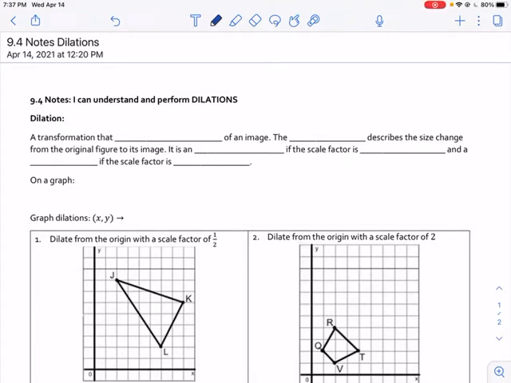Today we're going to learn about dilations and how to perform them and identify them. A dilation is a transformation that changes the size of an image. The scale factor of a dilation describes the size change from the original figure to its image. It is an enlargement or stretch if the scale factor is greater than 1. It is a reduction or shrink if the scale factor is less than 1.